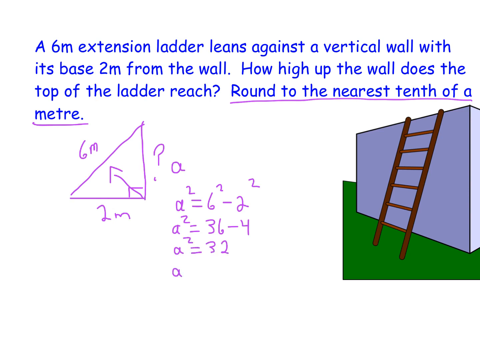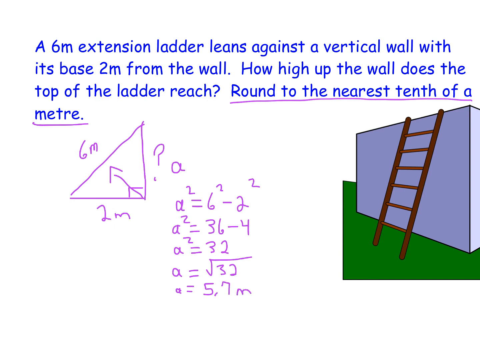So to find a, we're going to take the square root of 32, and the square root of 32 is 5.7 if you round off to the nearest tenth, or the nearest 1 decimal place is what tenth means. And so a is 5.7.